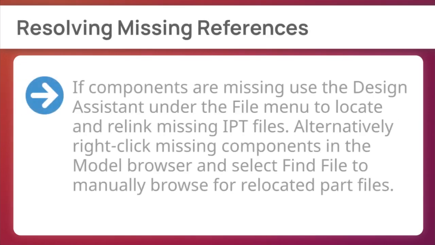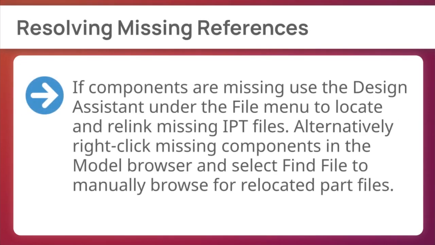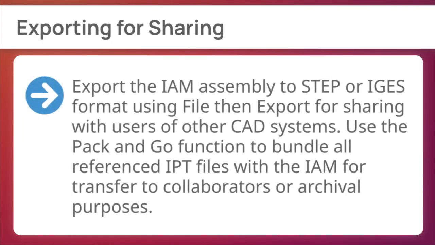Next, resolving missing references. If components are missing, use the Design Assistant under the File menu to locate and relink missing IPT files. Alternatively, right-click missing components in the model browser and select Find File to manually browse for relocated part files. Finally, exporting for sharing.